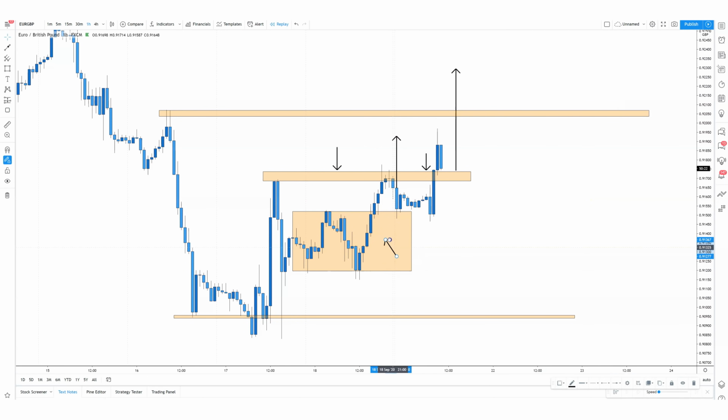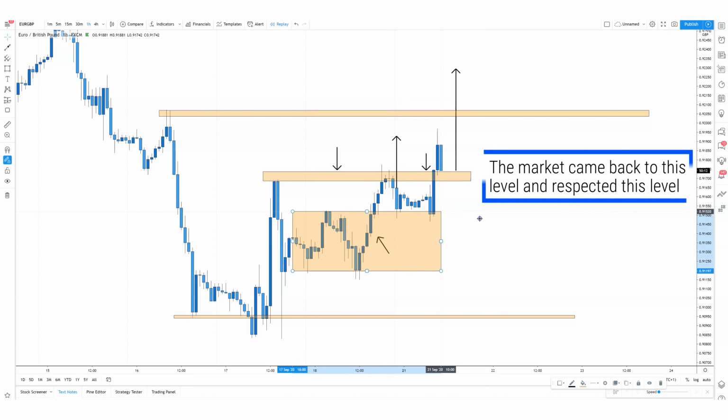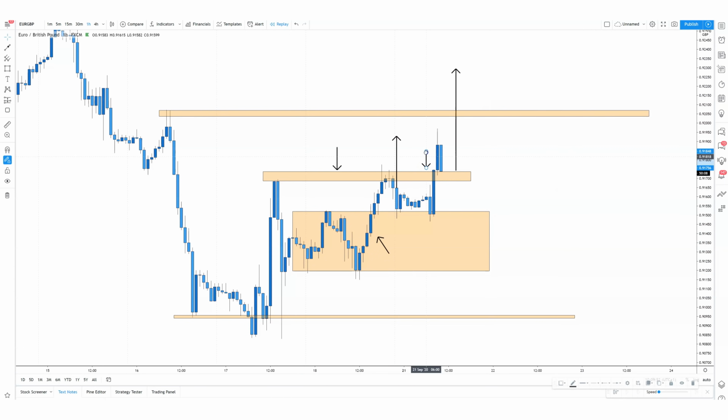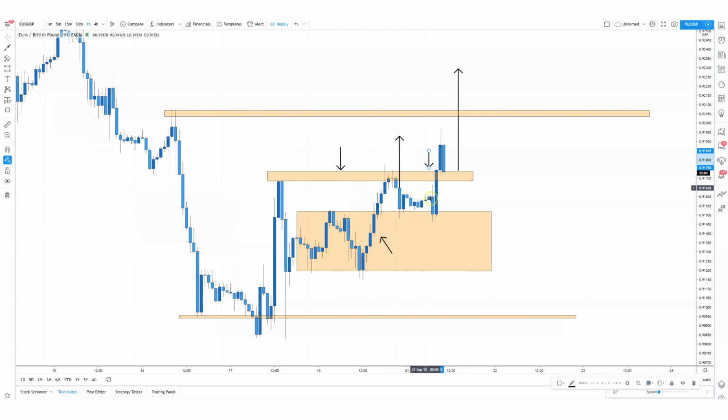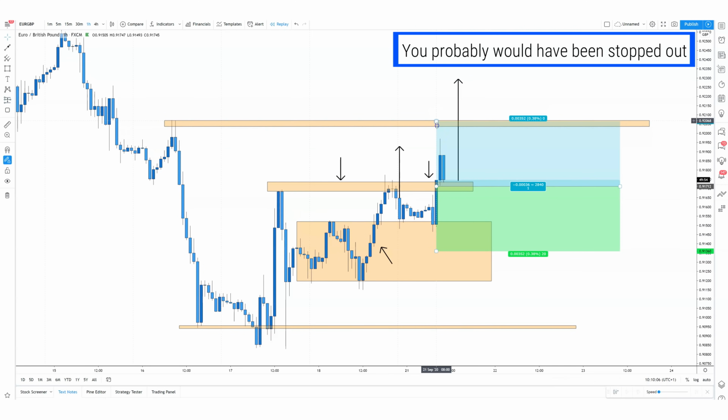Well, look here, George. It came from this area here. Price was consolidating and broke this structure. Once breaking this structure, what happened? The market came back to this level and respected this level. Now, I said don't sell here. Why? Because the momentum in the market structure's behavior along with structure was illustrating it's more bullish than it is bearish. So if you sold here, what would have happened? Well, I'm afraid to say you probably would have been stopped out royally.